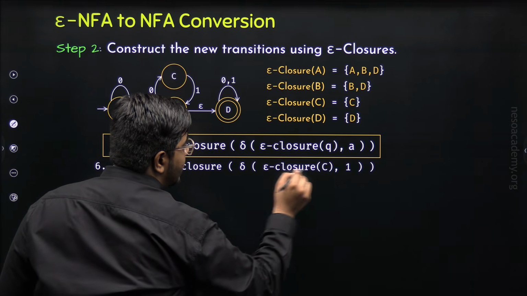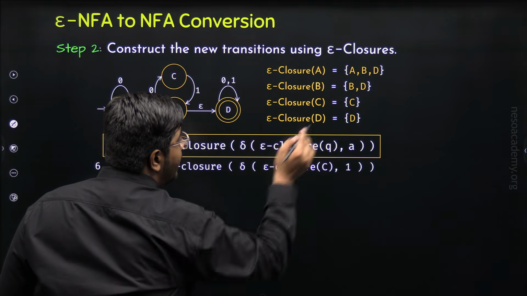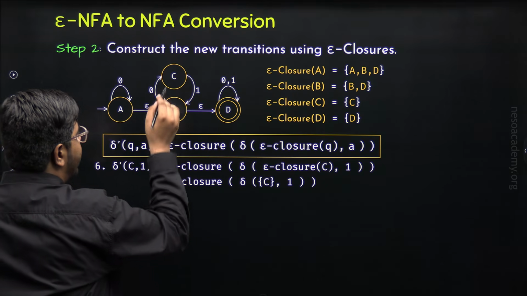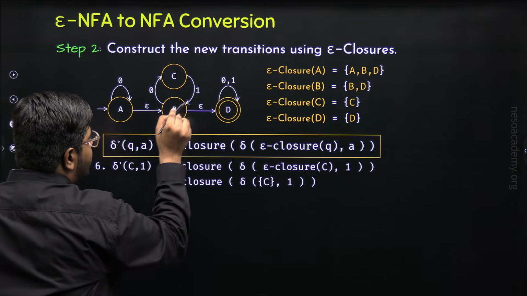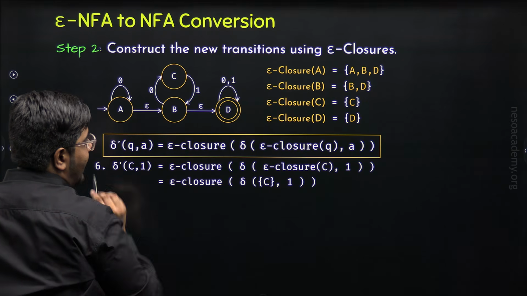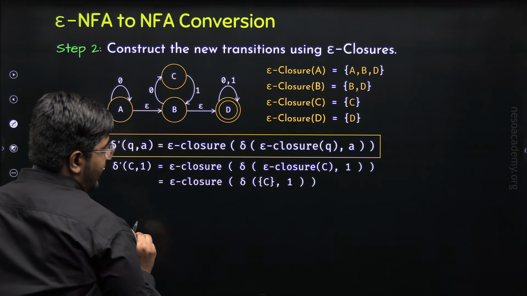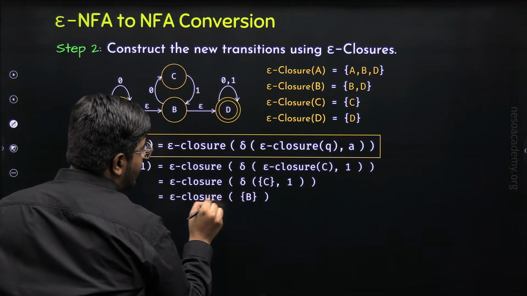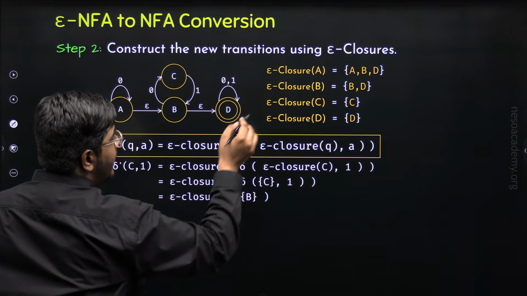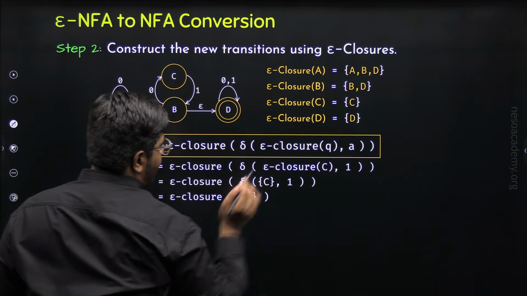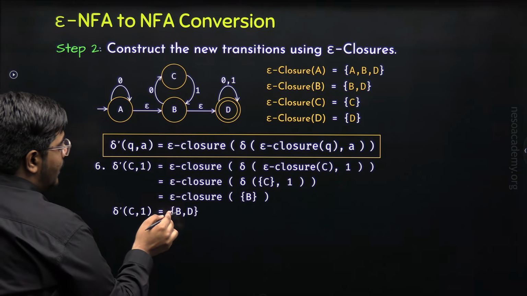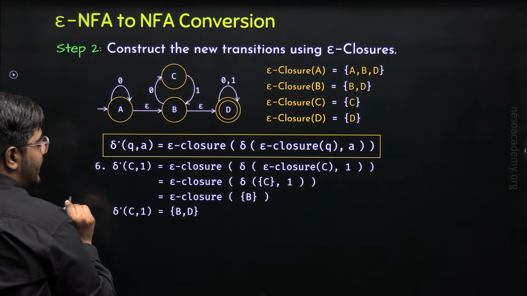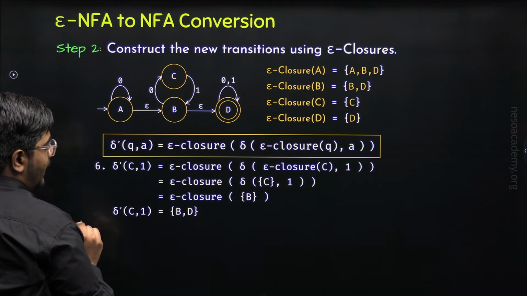Now let's calculate delta dash C comma 1. Again we will replace this epsilon closure of C by C. Now delta of C comma 1. Here you can see C, on getting input symbol 1, we will get the state as B. So this will be replaced by B. And now we will calculate the epsilon closure of B. Here you can see epsilon closure of B is B comma D. So here we will write B comma D. So this is the resulting new transition for the state C on getting input symbol 1.